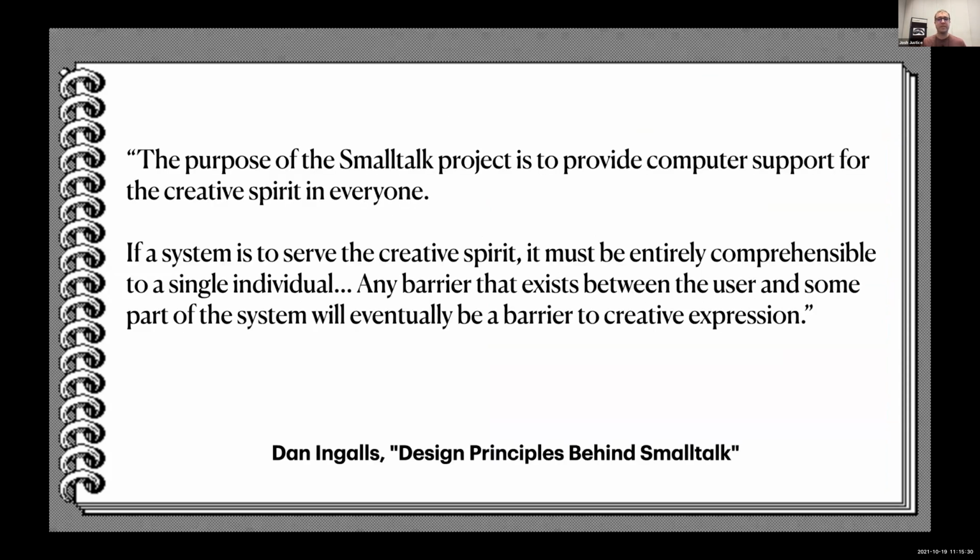Dan Ingalls wrote a document, Design Principles Behind Smalltalk, that talks a lot about the vision of Smalltalk. The purpose of the Smalltalk project is to provide computer support for the creative spirit in everyone. It's a big picture vision statement about Smalltalk. And then he says, if a system is to serve the creative spirit, it must be entirely comprehensible to a single individual. Any barrier that exists between the user and some part of the system will eventually be a barrier to creative expression. So this gives a reason behind that philosophy of no barriers, and you can see how a lot of aspects of Smalltalk fall out of that vision.